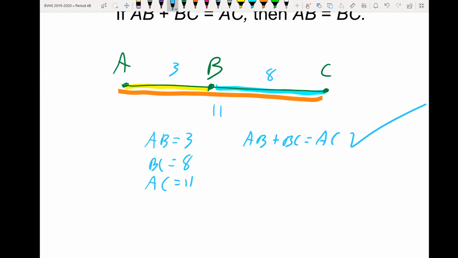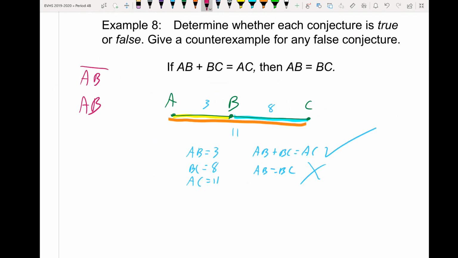I'm giving an example. I'm making it up. I'm saying, is there some example out there that makes this true? And it only takes one. So I made one. All right? AB plus BC equals AC? Yes. AB equals BC? No. Therefore, this guy is false. And this entire scenario here is my counterexample. It's a situation that can occur where the original condition is met, the second one is not.